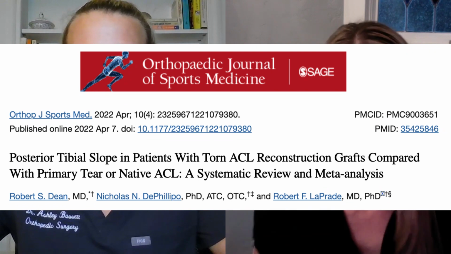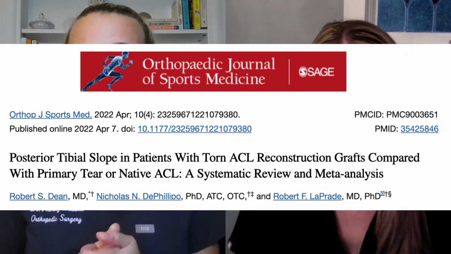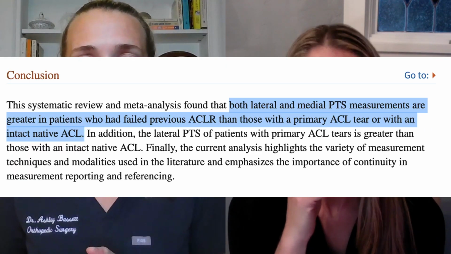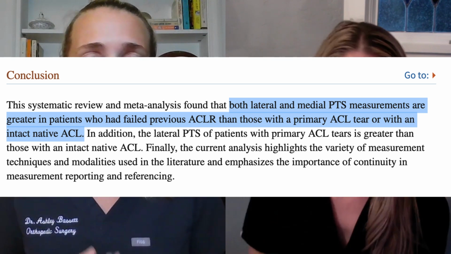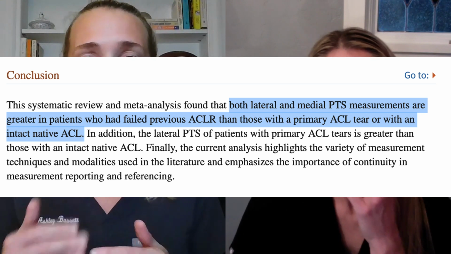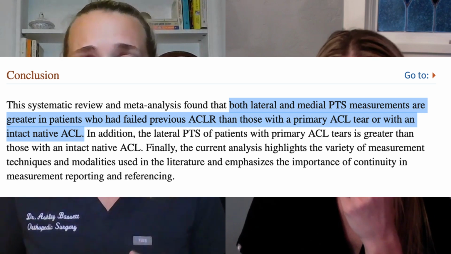What about you, Ash? No, I agree. I'm looking at it more in a revision setting, when we're working up why an ACL failed and we're ruling out infection and malpositioned tunnels or ligament laxity. I'm also measuring the posterior tibial slope to see if it's that high number. I believe Lebrun quotes greater than 12 degrees to see if they would need an osteotomy. But as you perfectly put, it's a major procedure to add.